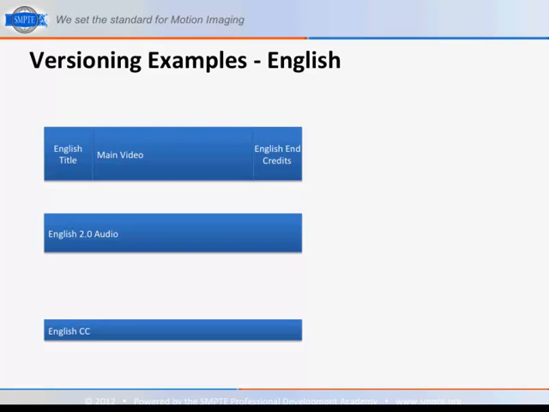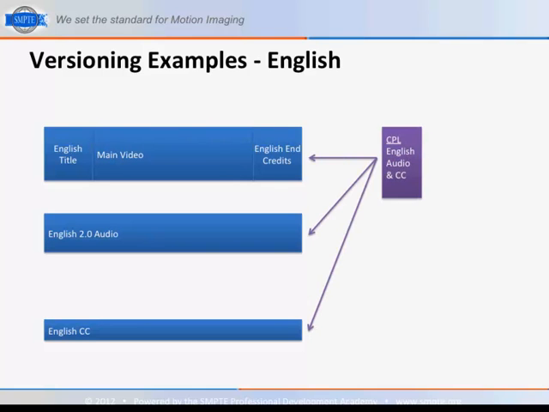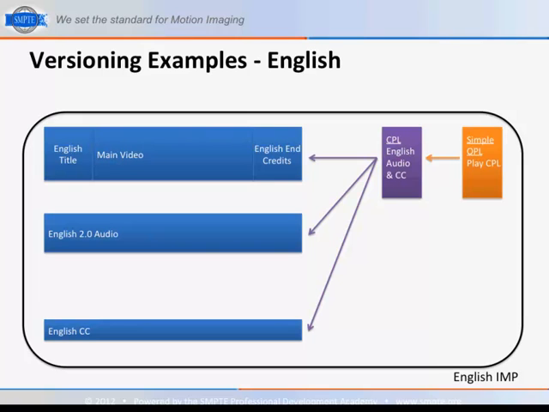So let's say we have this English version of the movie. It has the English title, your main video, and then your English end credits. Just for simplicity's sake, we have English 2.0 audio and we have the English closed captioning. So this would be a version that we would use perhaps in the US, for example. So we would create a composition playlist that points and references to these different track files. And then in order to create a package, we would just create maybe a simple output profile list that would point to that composition playlist and then say that is the English IMP or English Interoperable Master Package.